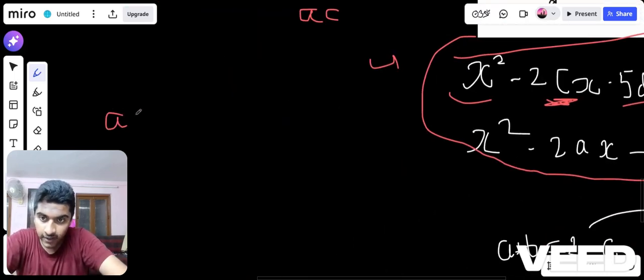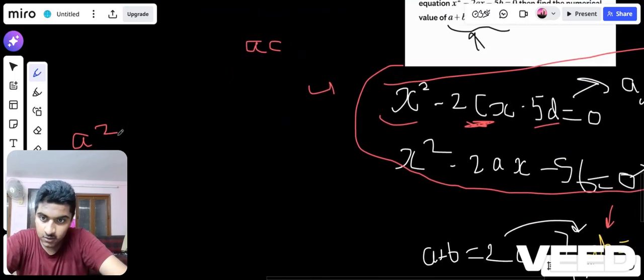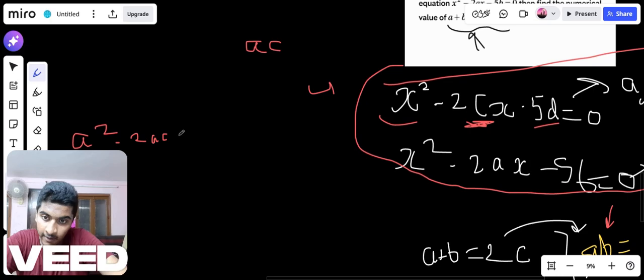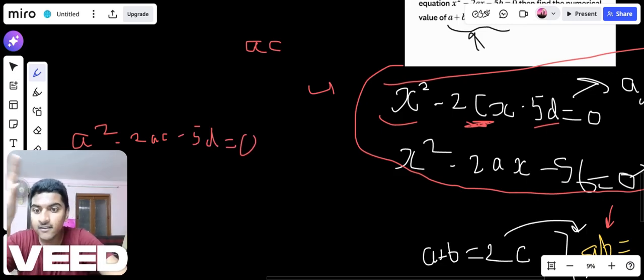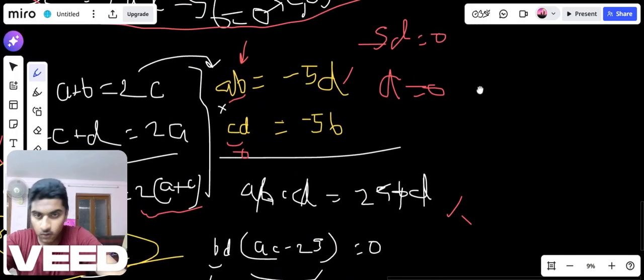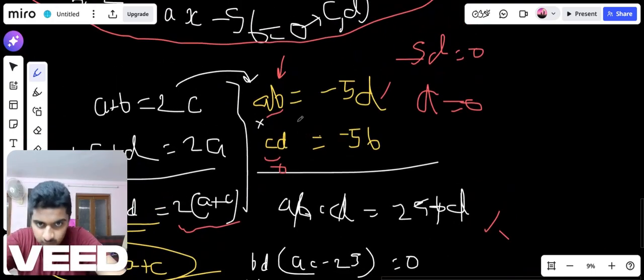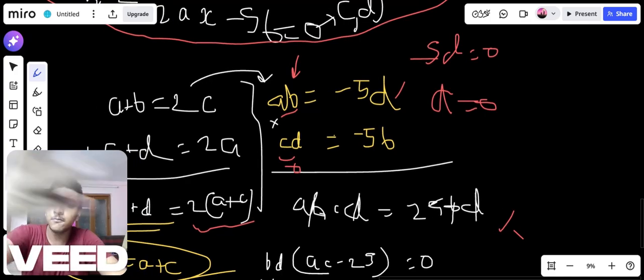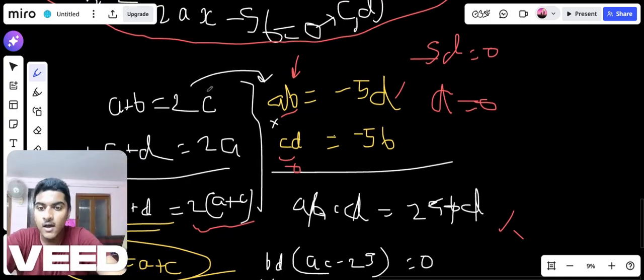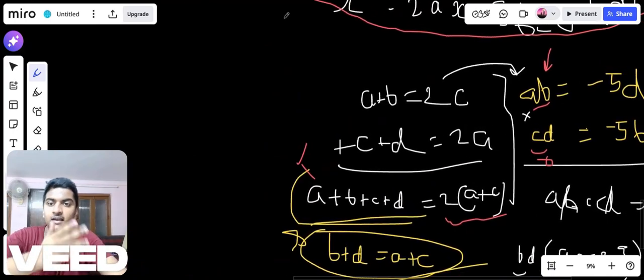Can't you just directly see? A square minus 2AC minus 5D, that is equal to 0, because A is a root of this equation, so A must satisfy it. Why did we do this? We did this to create the term AC. Of course, we derived the conclusion that AC is equal to 25 using this whole thing. What use will we get if we try to put AC equal to 25 here? And of course, in the plus there is no AC term.